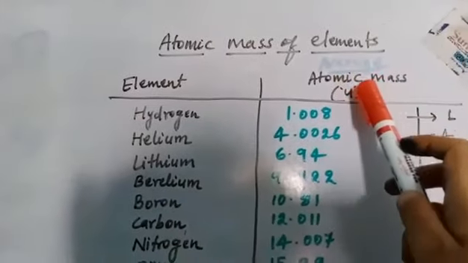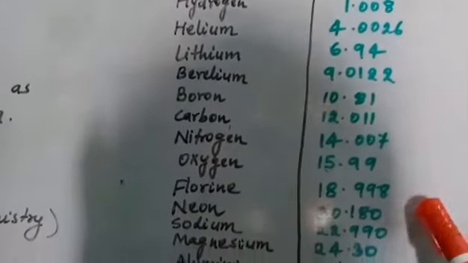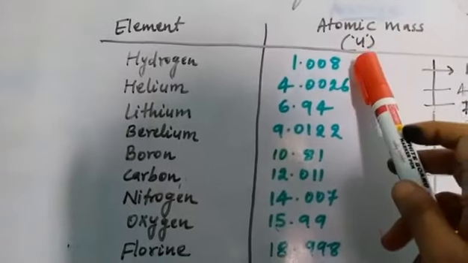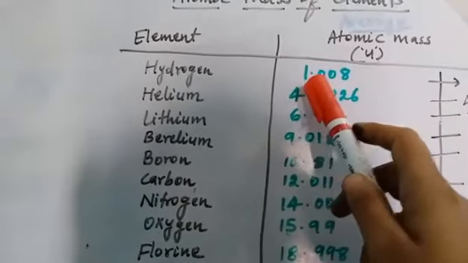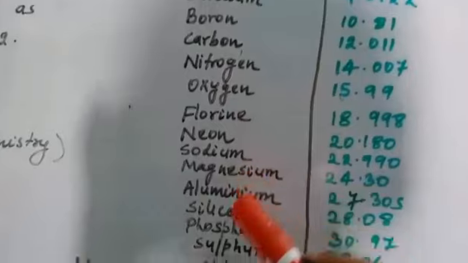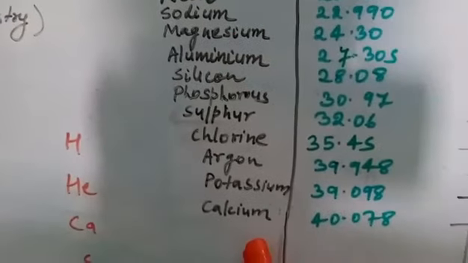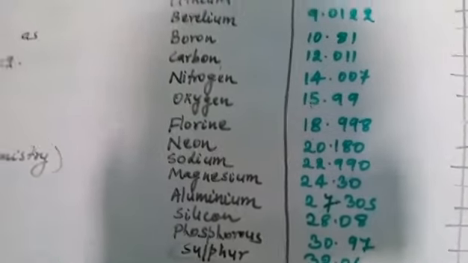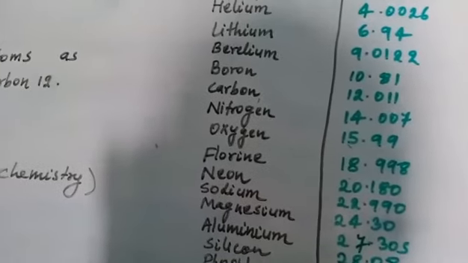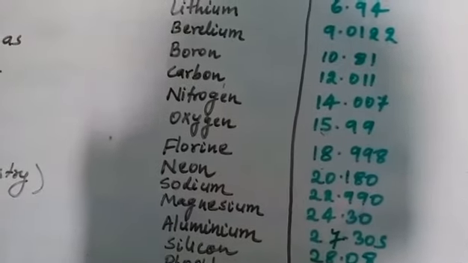It is expressed in U. You have to write U here, unified mass. Okay, the unit is what? 1.008 U. So like that I have written till calcium. I have written the atomic mass. You have to go through all the elements and their atomic masses.